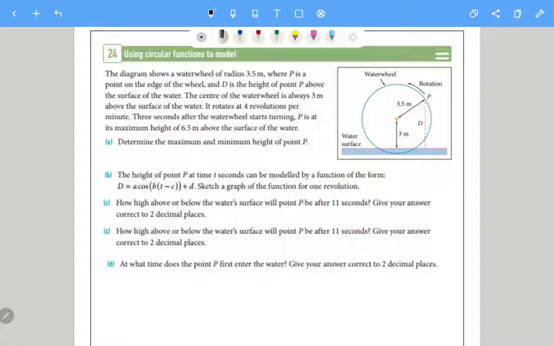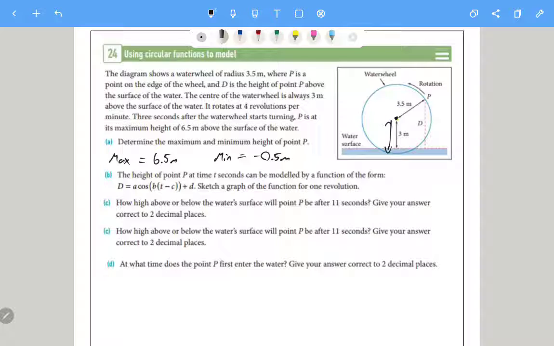So step 1 is just the maximum and the minimum. You can see here that at the maximum point it's going to be 3.5 meters in addition to the 3 meters from the water level. So for the maximum, it's going to be 3 plus 3.5, which is 6.5 meters. And for the minimum, it's going to be the difference between these two, I'm sorry, 3 meters minus 3.5 meters. So it'll actually be under the water, negative 0.5 meters.